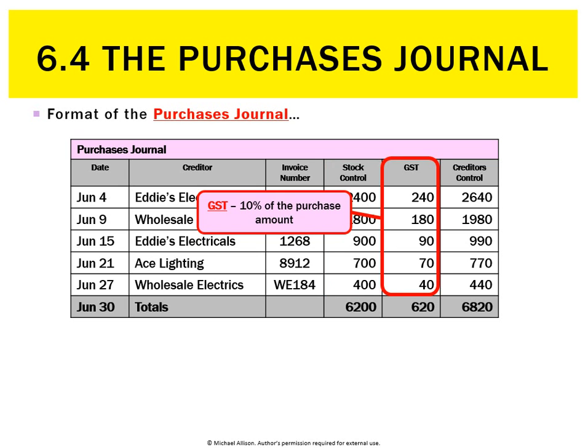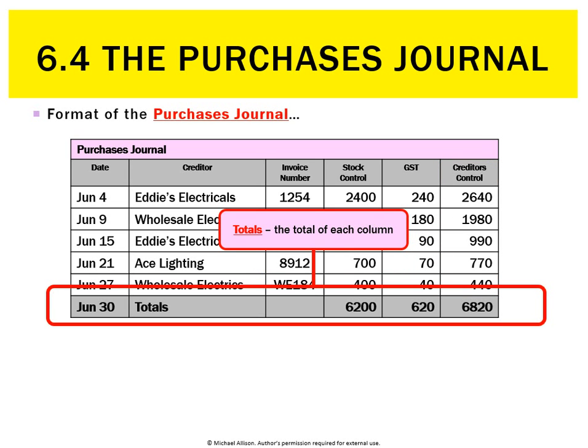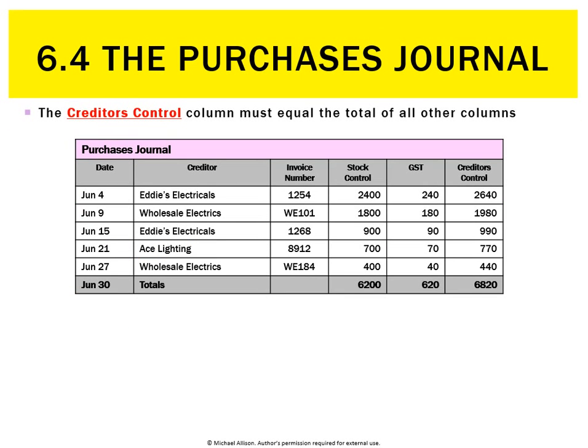The GST, that's how much our business has been charged, which will be 10% of the purchase amount. And creditors control, again we'll speak about control in a later video. That should just be the total of the stock and the GST. Finish with the totals, which will be the amounts we'll actually post to the general ledger. And a little bit of a checking mechanism.